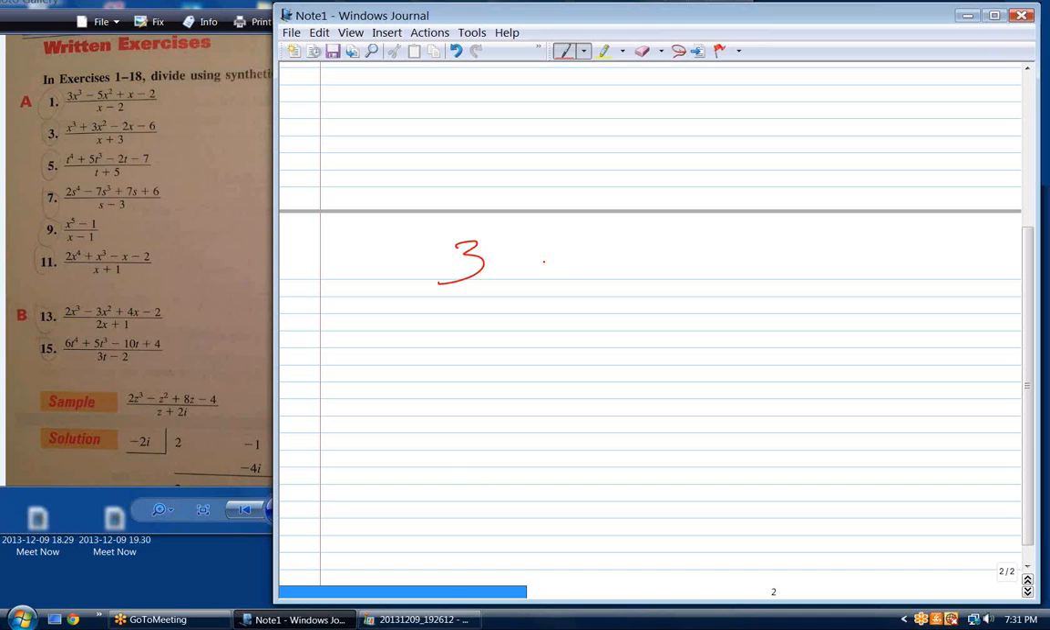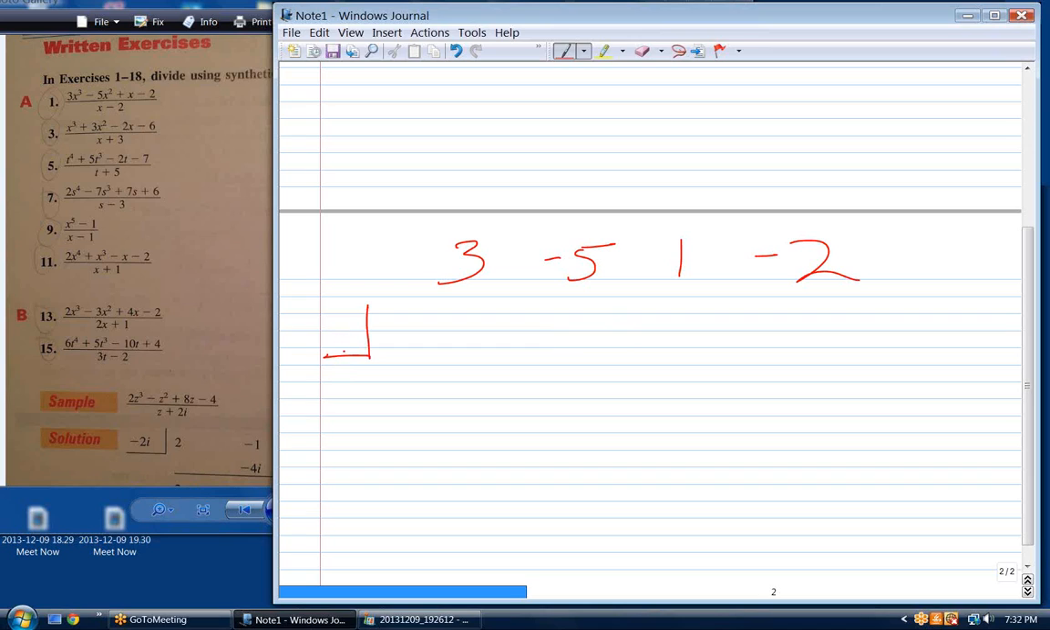3, -5, 0, or no, 1, and then -2. You do have to put in a 0 if there's any missing powers of x. But in this case there are not.